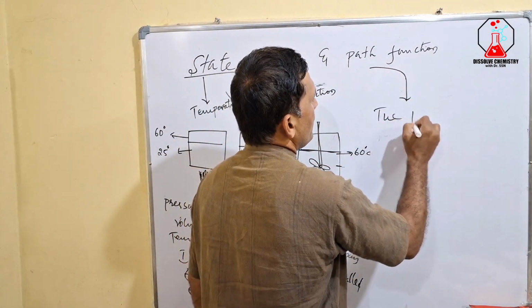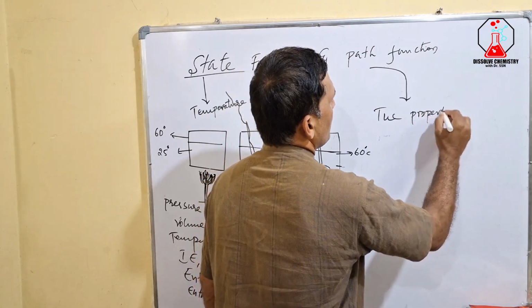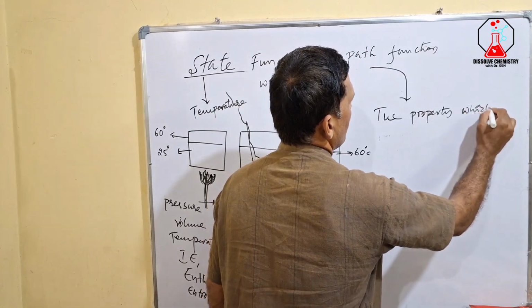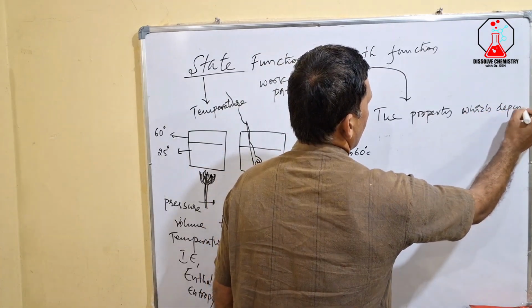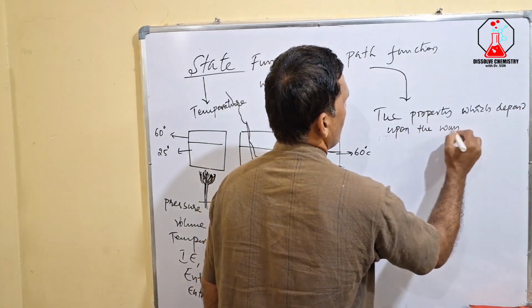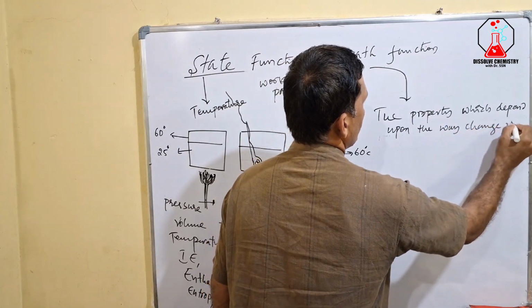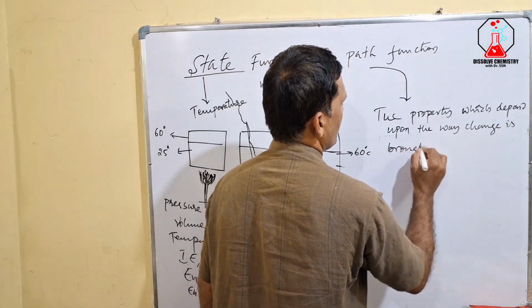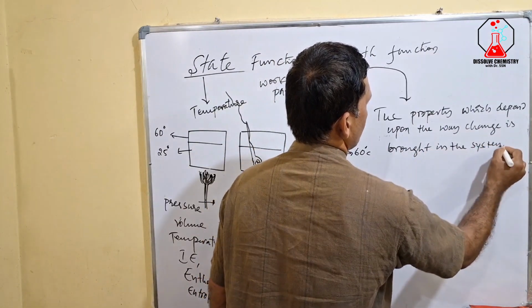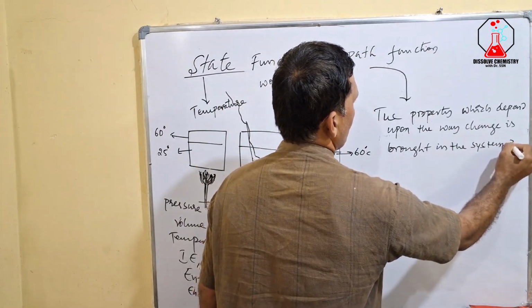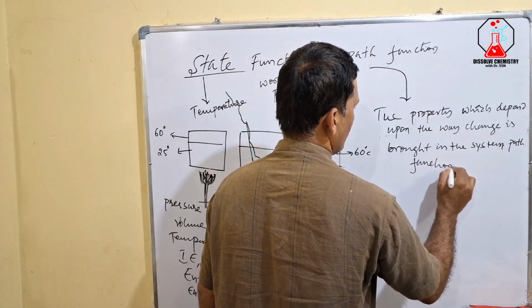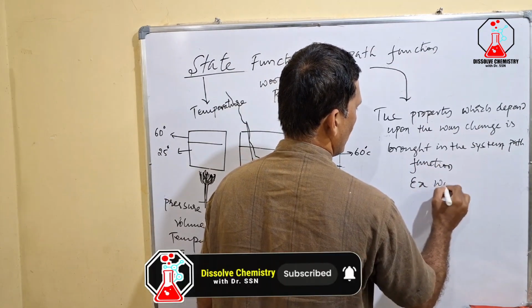The property whose value depends upon the way change is brought in the system is called a path function. Your example is work.